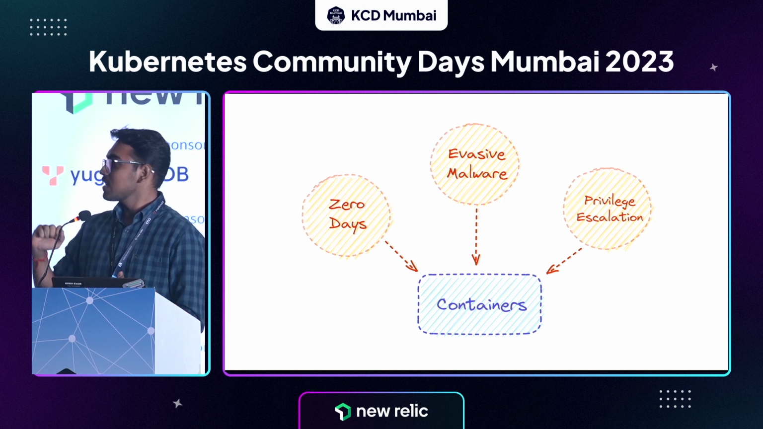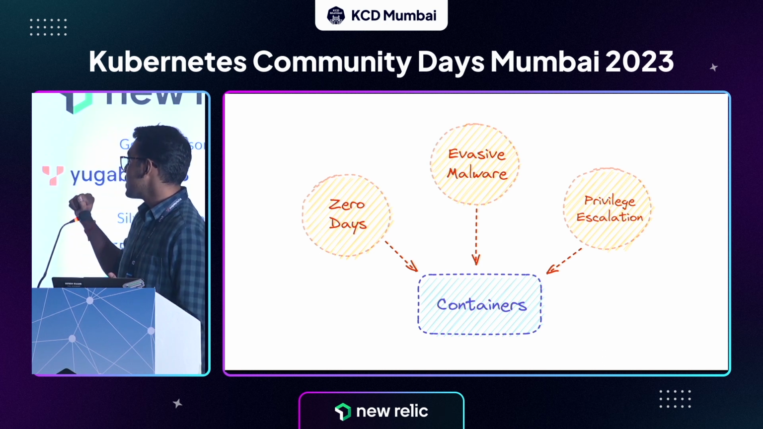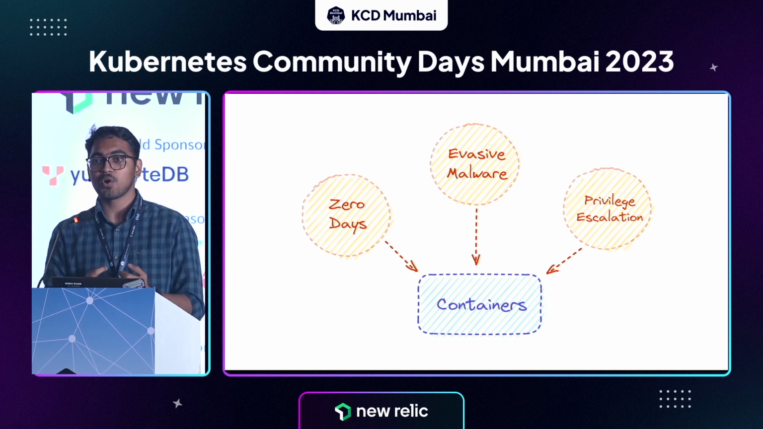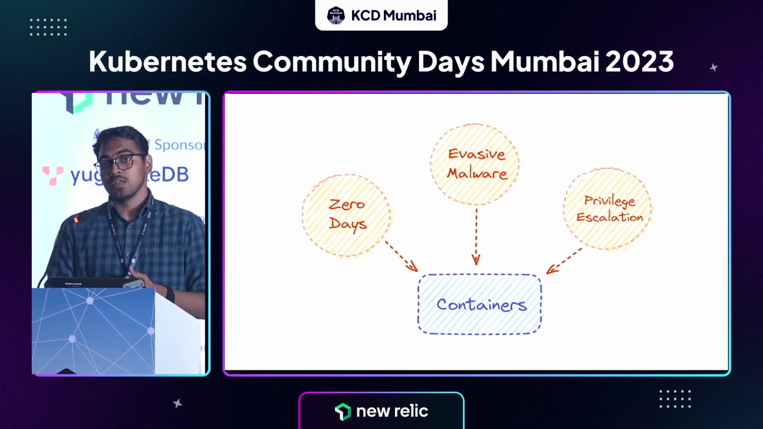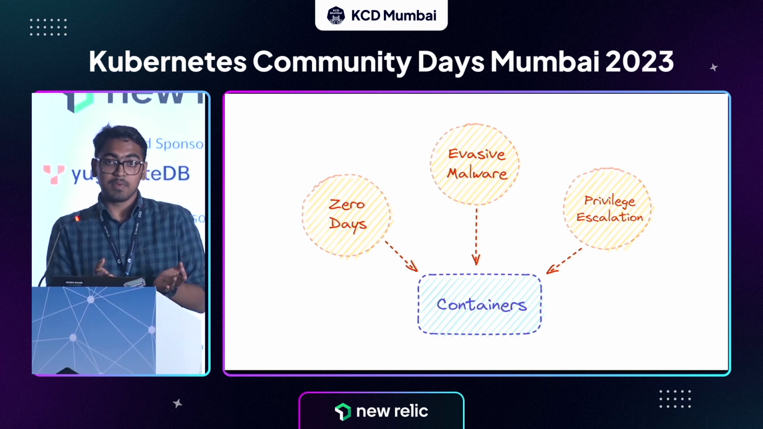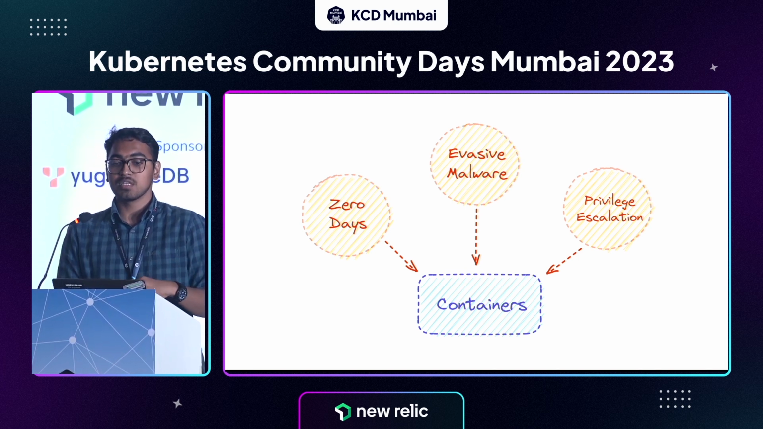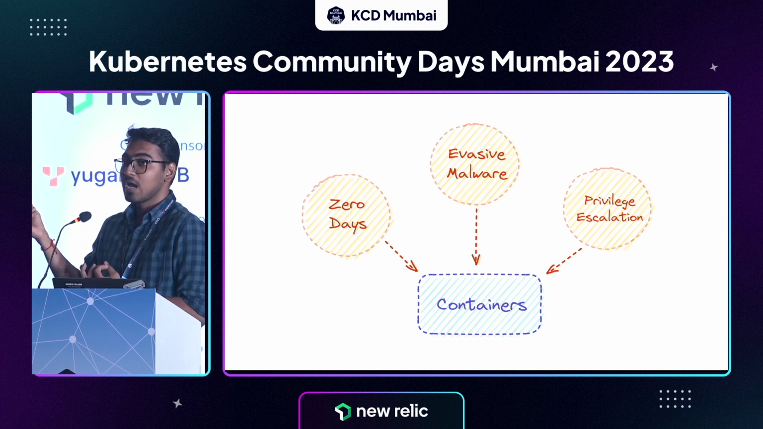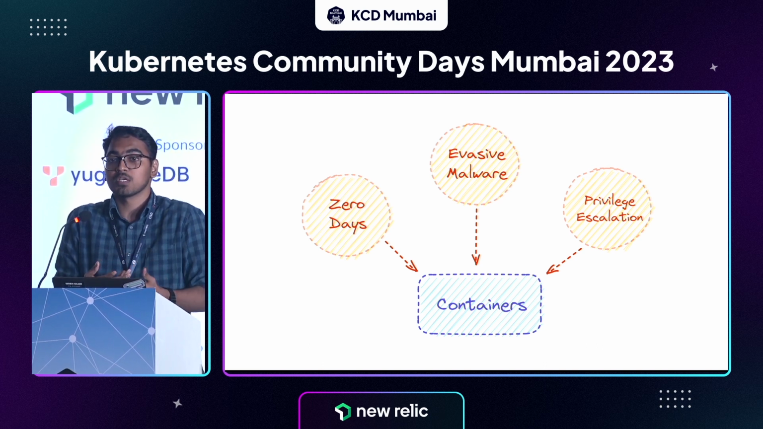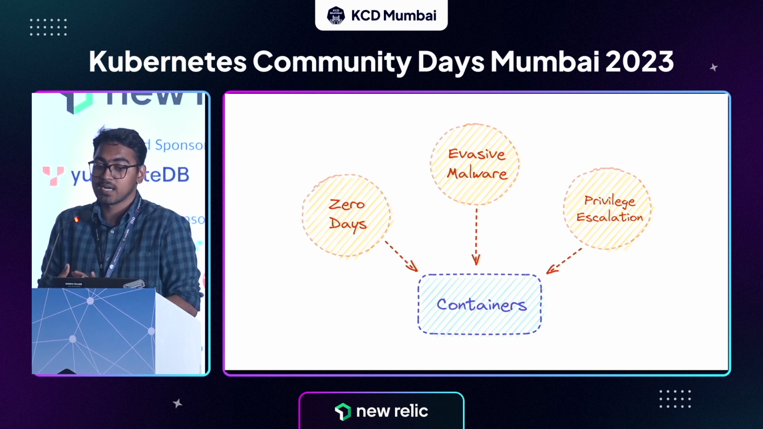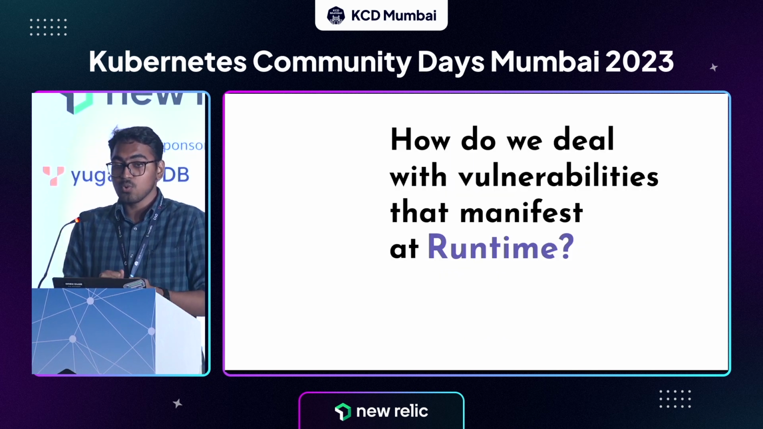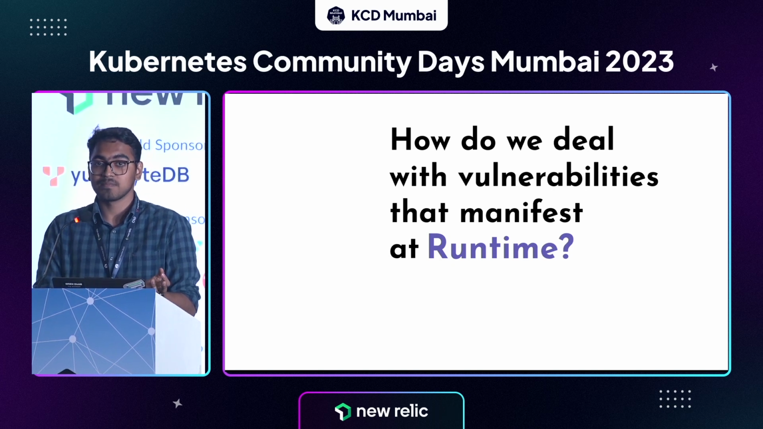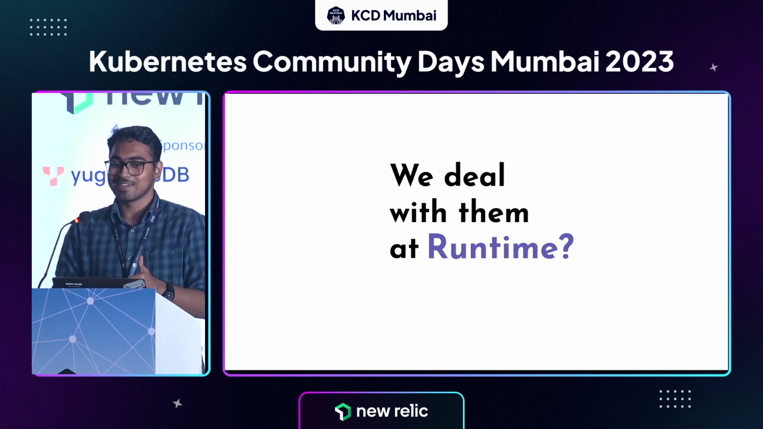So attacks like zero days, evasive malware, privilege escalation attempts, these happen at runtime. We cannot really detect them with static scanning because these are unknown unknowns. We can never predict when these can happen and when a new vulnerability pops up and is exploited by any attacker. So how do we deal with vulnerabilities that manifest at runtime? We deal with them at runtime.